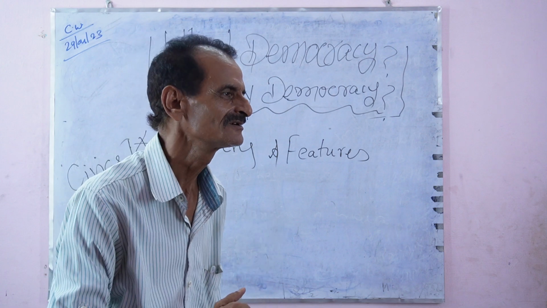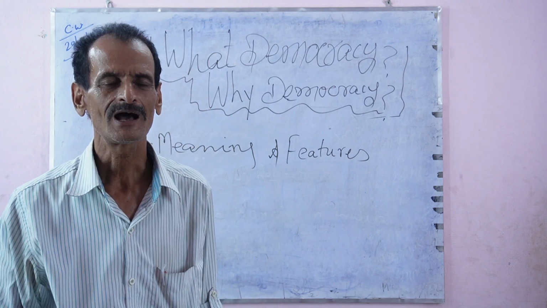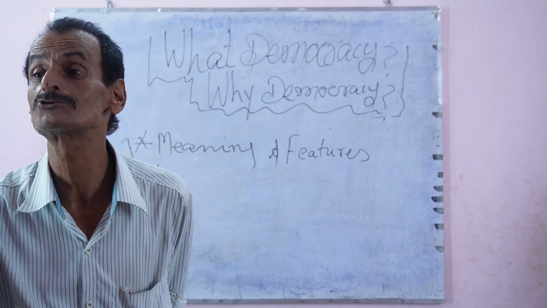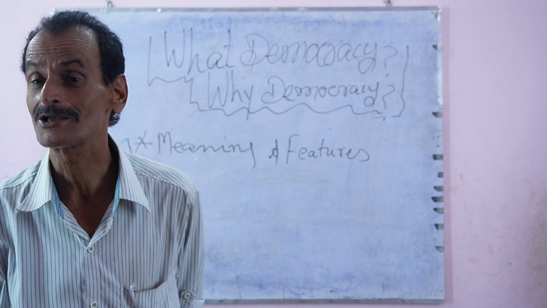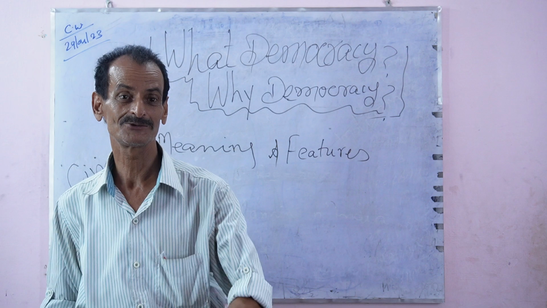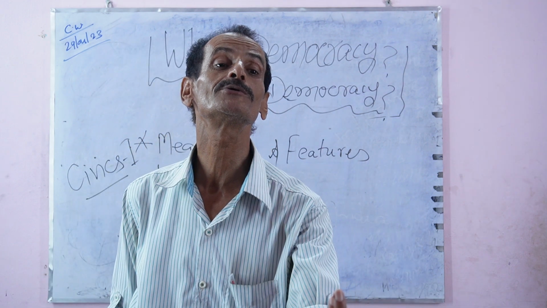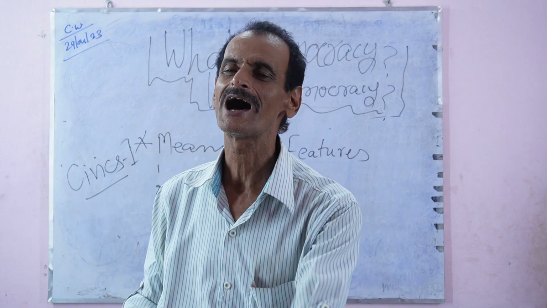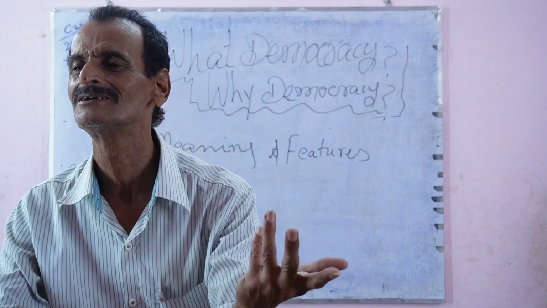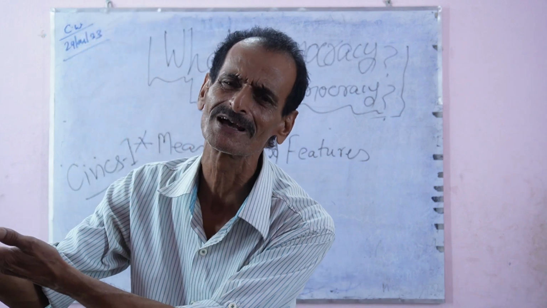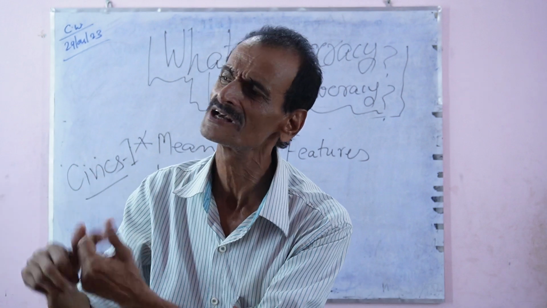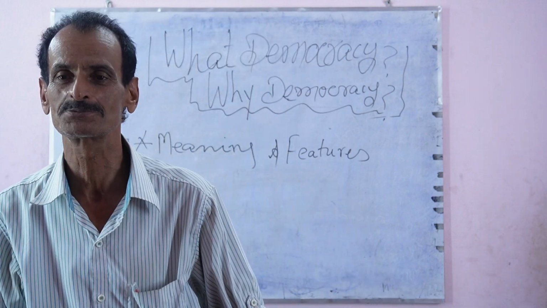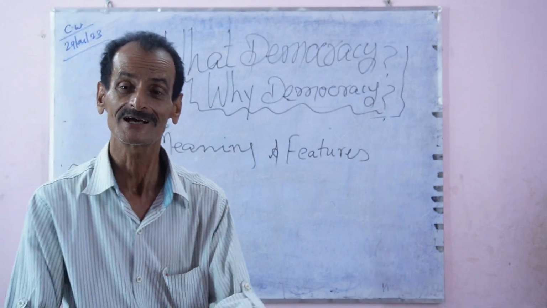Suppose your maternal uncle comes and takes you to a sweet house. But in that sweet house, only one sweet is available, a sponge. Your uncle asks which type of mithai you will eat, and you can only say, there is only one type of mithai. Where is the option? If so many types of sweets were available, you could ask which one you would like. So in China, there is no option.